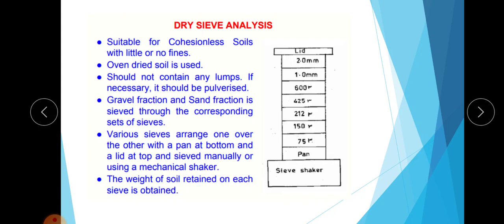Okay, and after sieving mechanically or manually, the weight of the soil which is retained on each of the sieves is obtained. That is, after mechanical sieving, there will be a soil fraction which is retained on each of these sieves. So the weight of the soil which is retained on each sieve is calculated.